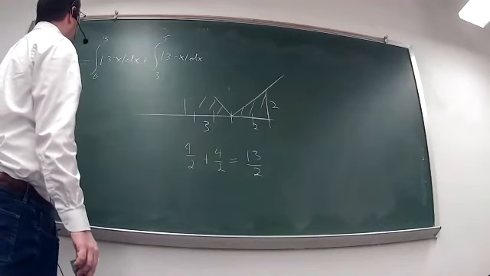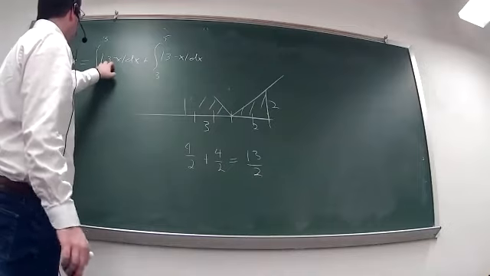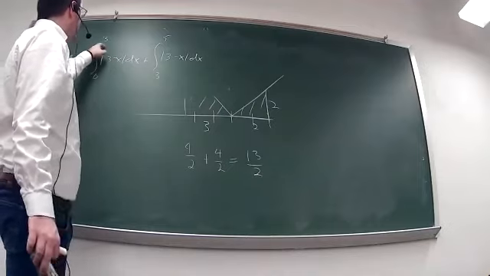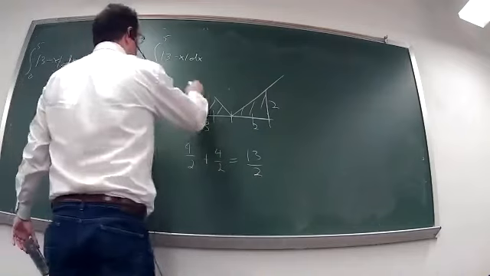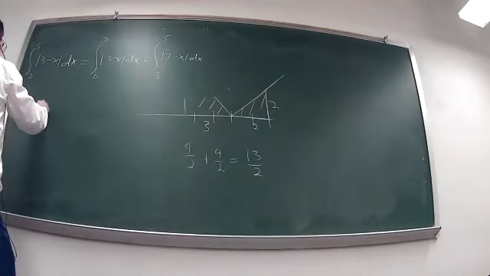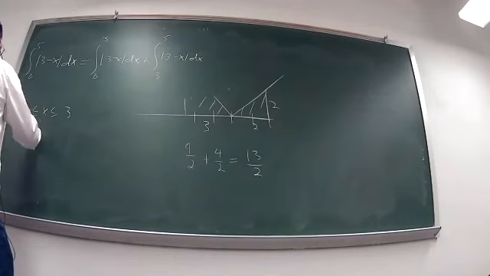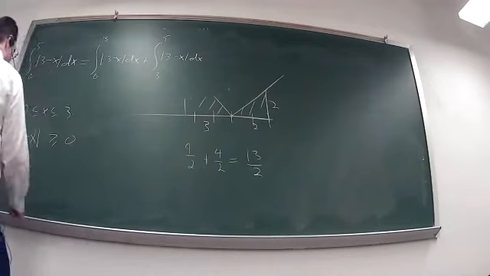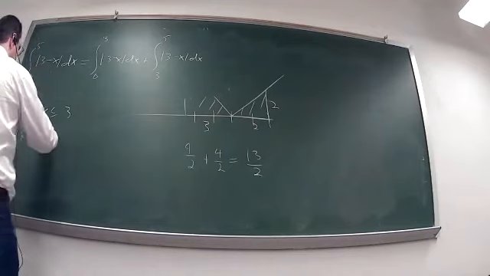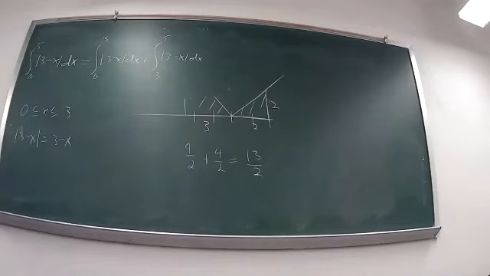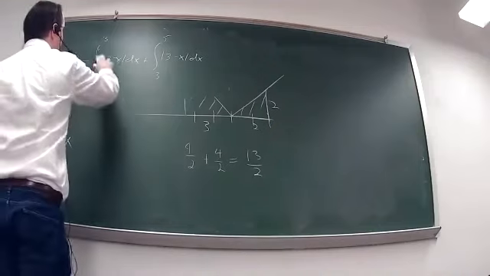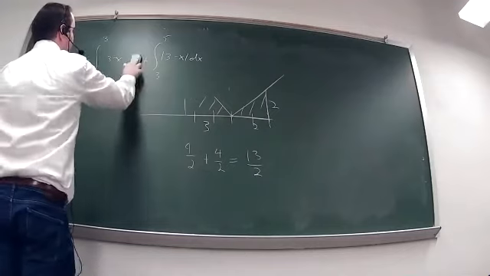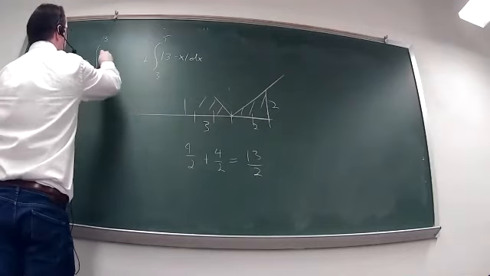But the point is, if you look at 3 minus x, when x goes from 0 to 3, in that case 3 minus x is going to be bigger than or equal to 0 no matter what, and therefore equal to 3 minus x without the absolute value. That's the benefit. So I can just write this as the integral of 3 minus x.